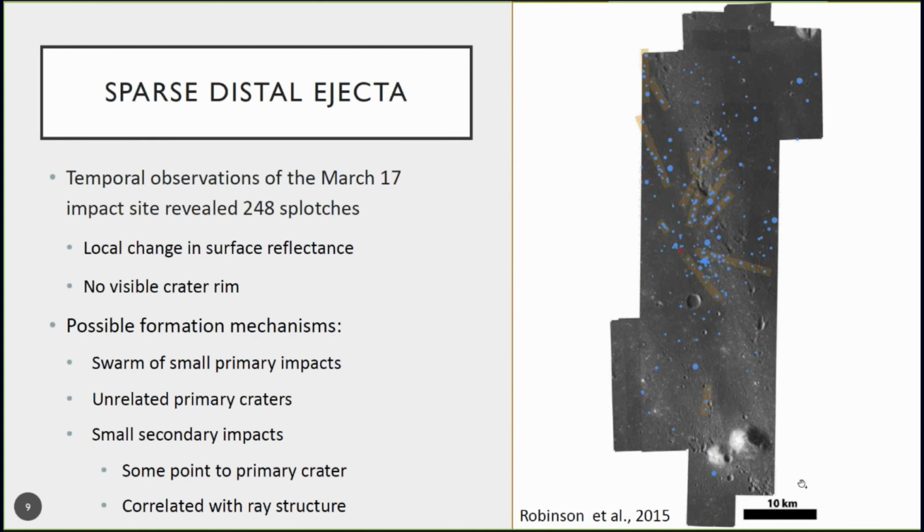In fact, that's how the location of the crater was first found. We were first looking at observations that were too far to the west, and then we could see the direction in which these splotches were emplaced, and we could point it back to the primary crater. Some of this is correlated with the ray structure itself. If we move on to the next slide.